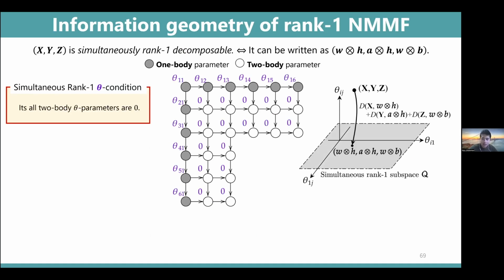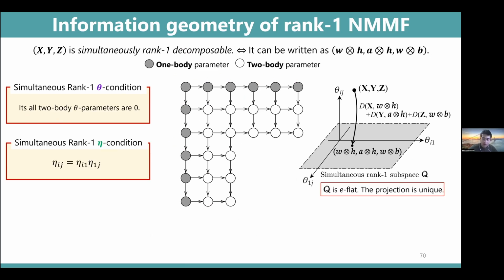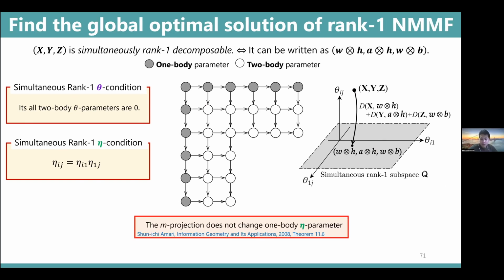X, Y, Z is simultaneously rank 1 decomposable if and only if all its two-body theta parameters are 0. We can convert this condition into an eta condition. So we can understand the rank 1 NMMF as a projection onto the E-flat subspace with these conditions. In the same way as in the first part, using the fact that projection does not change the one-body eta parameter, we obtain the projection destination in a closed formula.